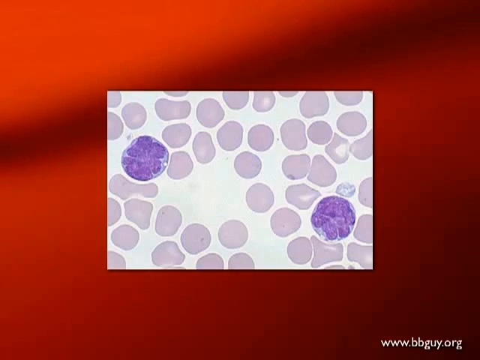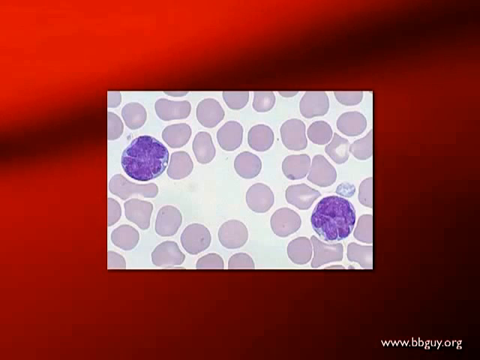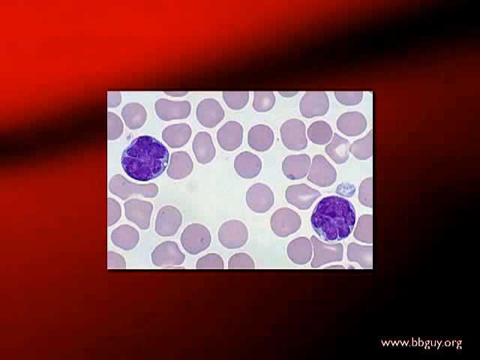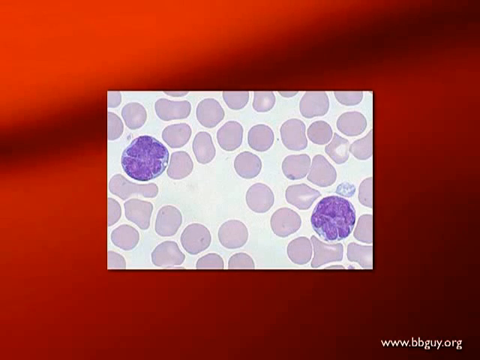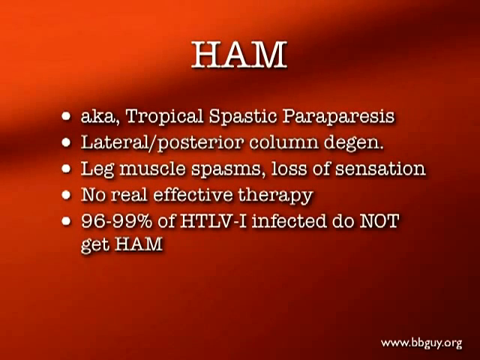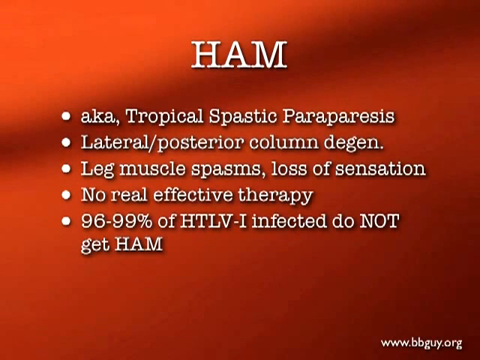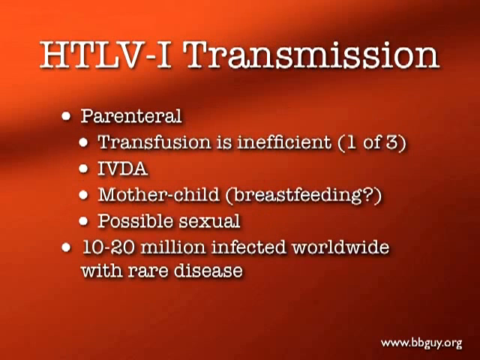Here's just a picture real quick for those of you that like your hematology. These are the so-called daisy cells. I almost couldn't remember daisy cells, that are classic for HTLV-1 infection and ATL. Now, HAM, or HTLV-associated myelopathy, used to go by the name tropical spastic paraparesis. It's basically a spinal degeneration. Lateral and posterior columns degenerate, you get leg muscle spasms, loss of sensation, and there isn't an effective therapy. But again, the good news is that it doesn't happen very often in individuals who are HTLV-1 infected.